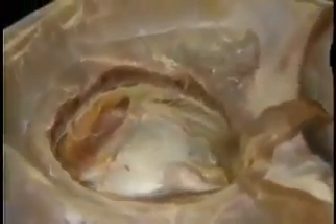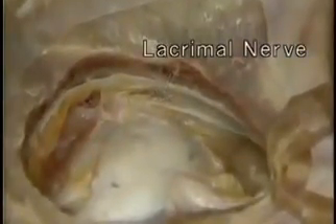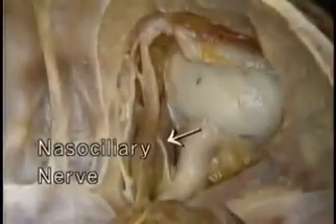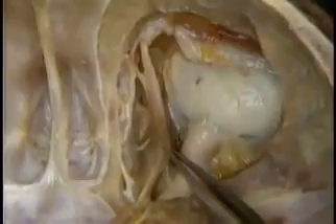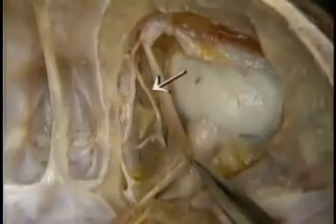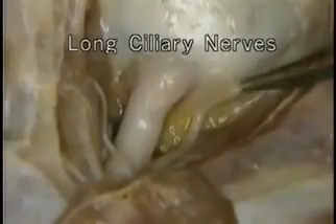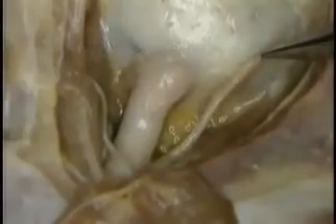In addition, the ophthalmic nerve gives rise to the lacrimal nerve, which supplies the lacrimal gland, and the nasociliary nerve, which gives off one or more ethmoidal nerves and a cutaneous branch, the infratrochlear nerve. Through two long ciliary nerves, here's one of them, the nasociliary nerve provides sensation to the eyeball.